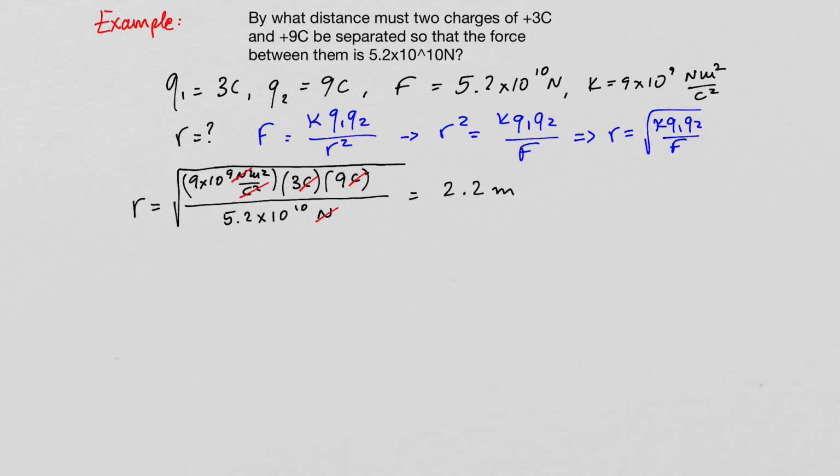Let's plug in the numbers in this formula, and so we get the square root of 9 times 10 to the 9th newtons meter squared per coulomb squared times 3 coulombs times 9 coulombs divided by 5.2 times 10 to the 10th newtons. So newtons here and here cancel out. The coulombs squared here cancel with the coulombs here and here. And the final result is that the distance between the two charges is 2.2 meters.